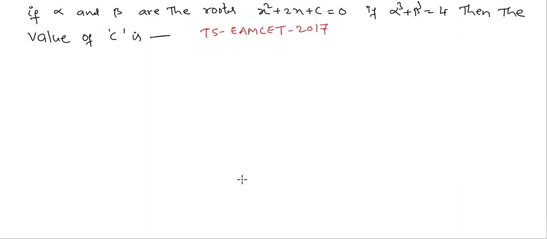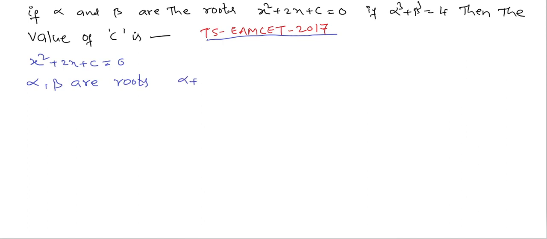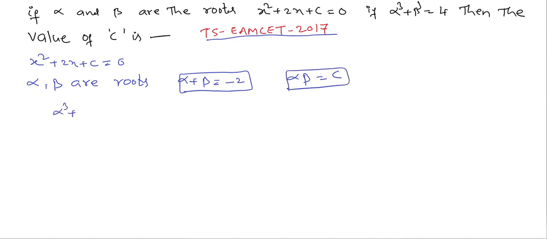If alpha and beta are the roots of x² + 2x + c = 0, and alpha³ + beta³ = 4, then the value of c is ___. This is a TS EAMCET 2017 question. Here the given equation is x² + 2x + c = 0, so alpha, beta are roots. That means alpha + beta = -b/a = -2, and the product of the roots alpha beta = c/a = c.